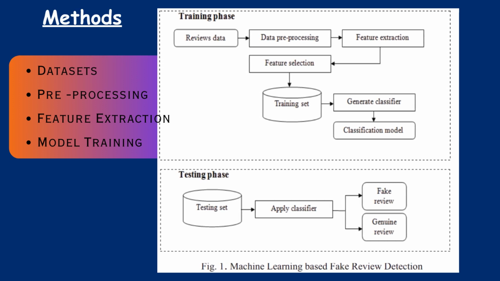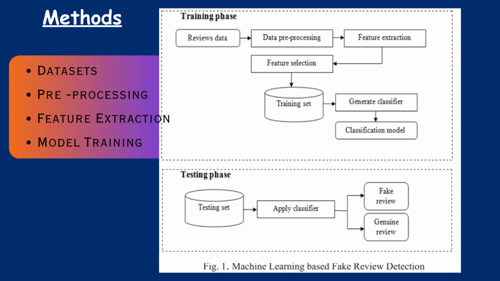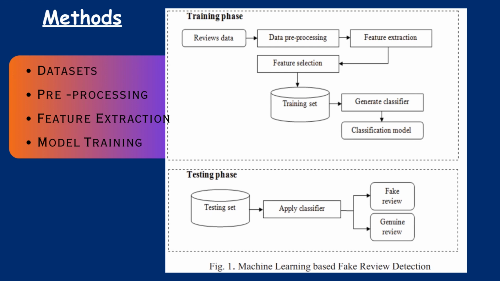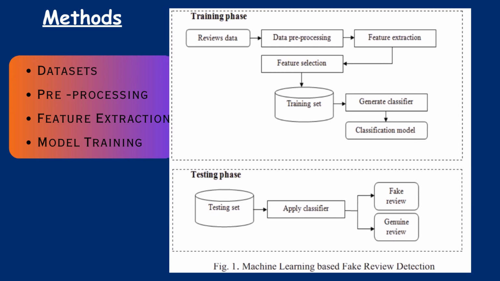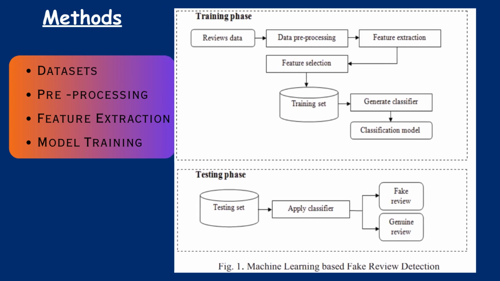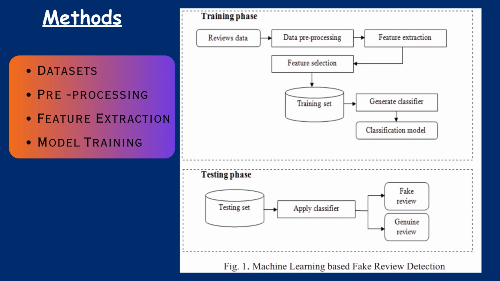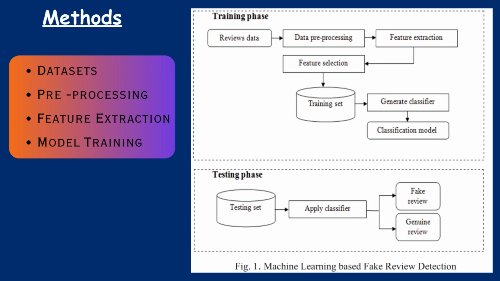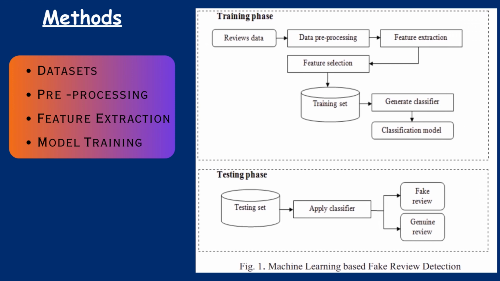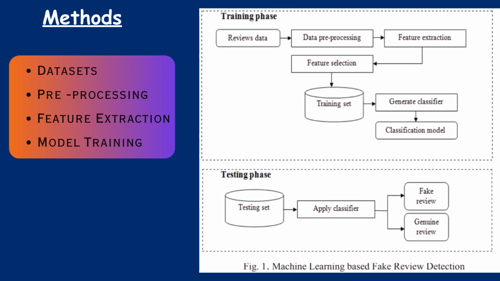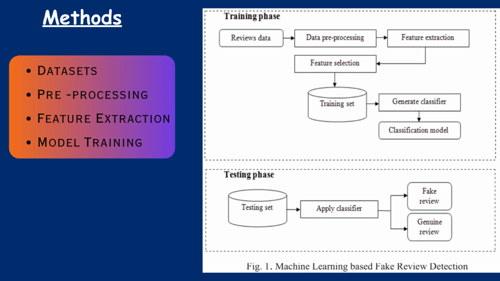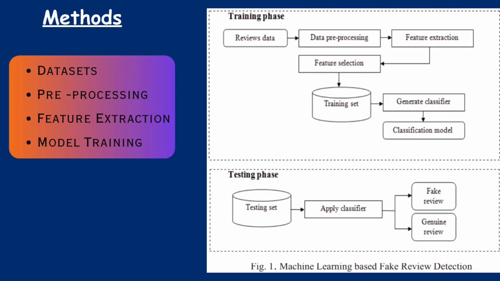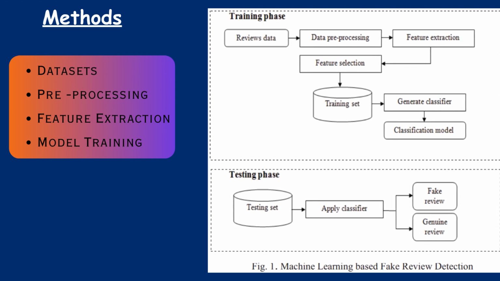Methods. There are various ways to identify fake reviews. Machine learning technique is one of the ways to identify fake reviews. A machine learning model learns and makes predictions. The basic steps involved in machine learning are collection of data sets, data pre-processing, feature extraction, and model training. Here we are using machine learning based fake review detection.